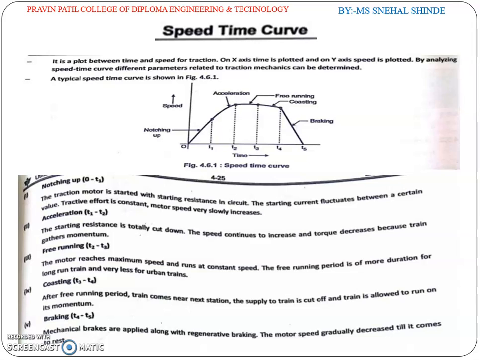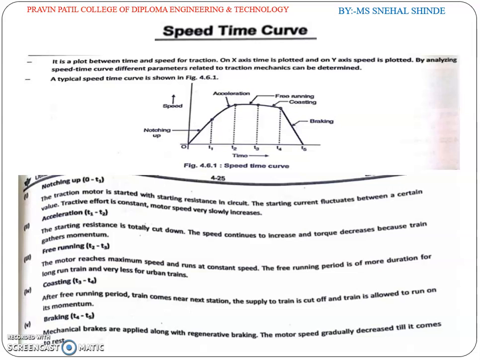Next is the coasting, which is T3 to T4. After the free running period, the train comes near the next station. The supply to the train is cut off and the train is allowed to run on its own momentum.